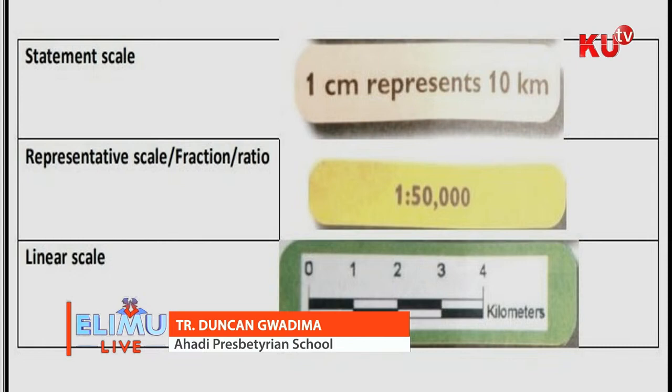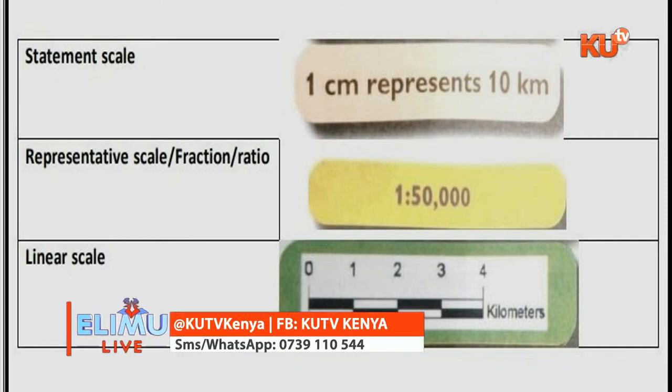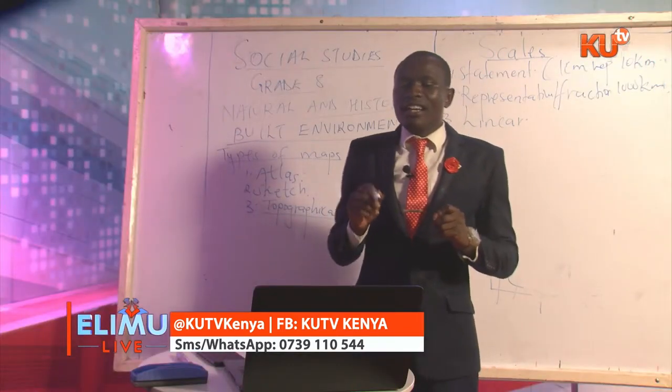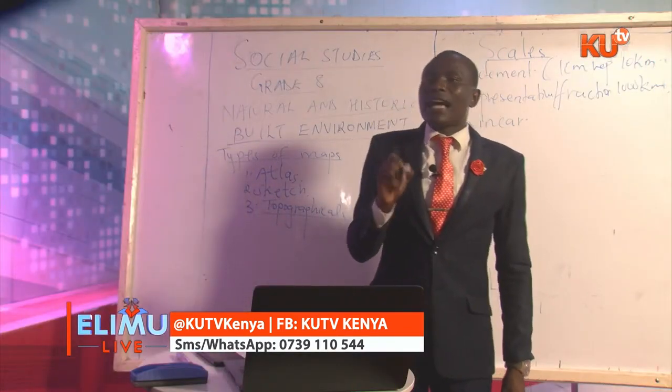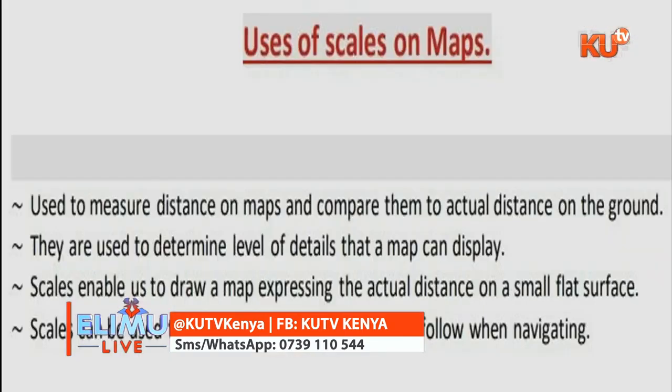Now, how do we use these scales? In other words, what are the uses of scale? Number 1, scale is used to measure the distance on maps, and also to compare them to actual distance. So one of the uses of scale is to compare distance. Number 2, they are used to determine the level of details that a map can display. How much can this map display? What we use is the scale.